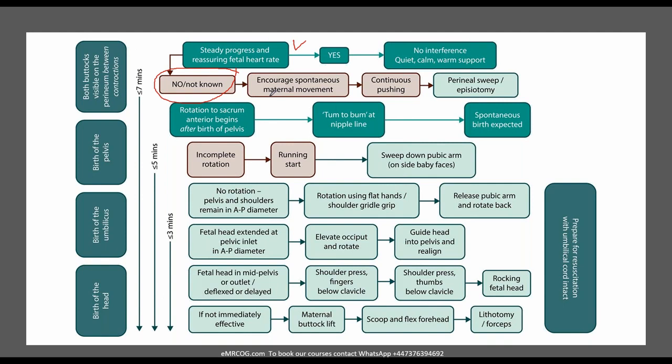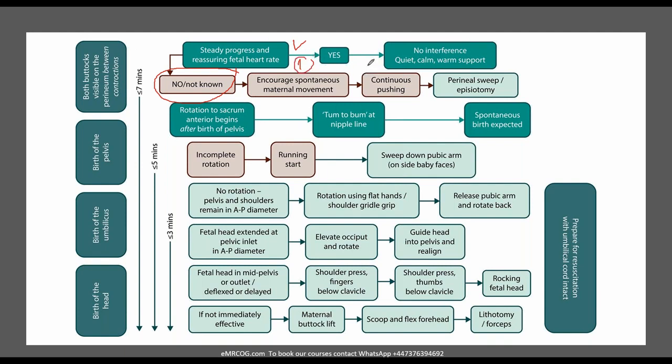So what is the first intervention that we will do in the physiological breech? Encourage spontaneous maternal movement. Again, what is the first action when you suspect delay? It's to encourage maternal movement. By encouraging maternal movement, a lot of deliveries can become normal after this and everything goes back to normal. So maternal movement is very important and very valuable in this physiological way of managing breech delivery.